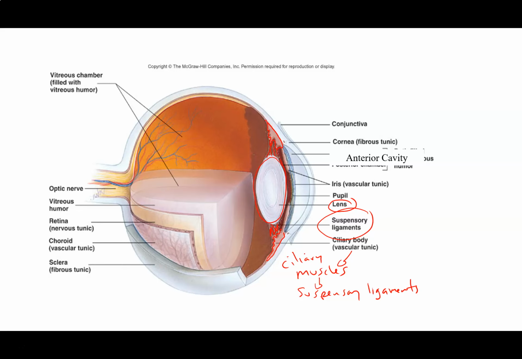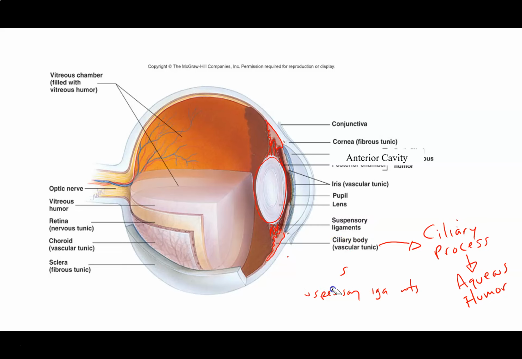The ciliary body also has a structure known as the ciliary process. And the ciliary process produces a fluid known as aqueous humor. And we'll discuss the aqueous humor and its role in the next video.